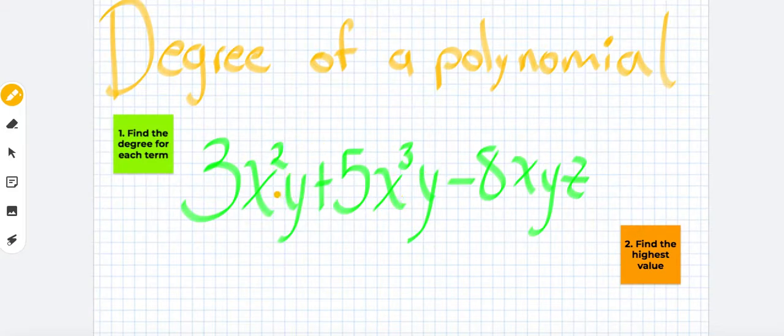So in this case, that we have different variables, we have to find the degree of the polynomial by finding the degree of each term and then finding the highest value. So in this case, 2 plus 1, 3, this is the degree of this term. 3 plus 1, 4, this is the degree of this term. And in this case, 1 plus 1 plus 1, 3, this is the degree of this term. So the highest number of all is 4. So the degree of the polynomial is 4.